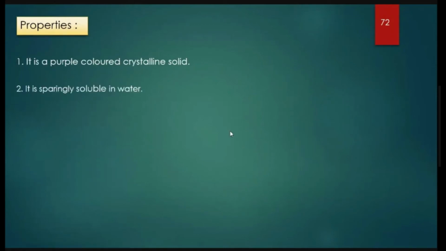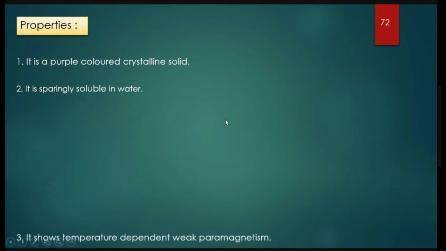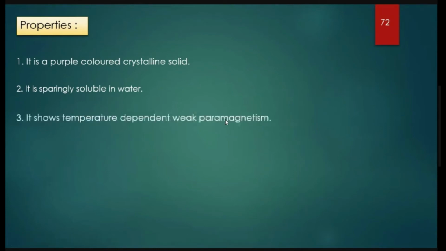Then what are the properties of potassium permanganate? Let us see. It is a purple colored crystalline solid. I think you might have seen it in the laboratory. It is sparingly soluble in water. Okay, it is not completely soluble. It shows temperature dependent weak paramagnetism. So it shows weak paramagnetism which is dependent on temperature.